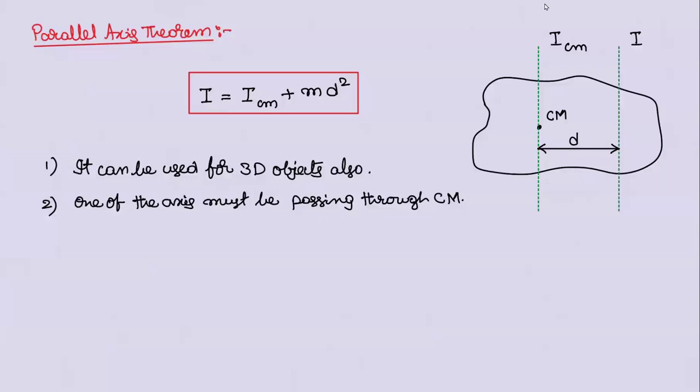After some practice, a student will feel the parallel axis theorem changes axis to axis. We can take one axis passing through the center of mass and find the moment of inertia about any other axis. Clear? Point 3, both axes must be parallel. That's obvious because the word itself is parallel axis theorem.